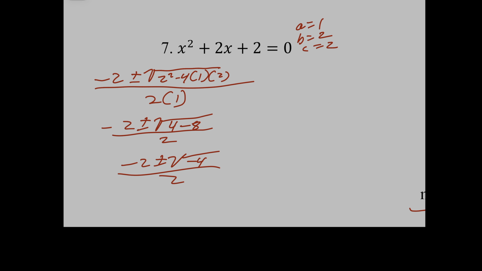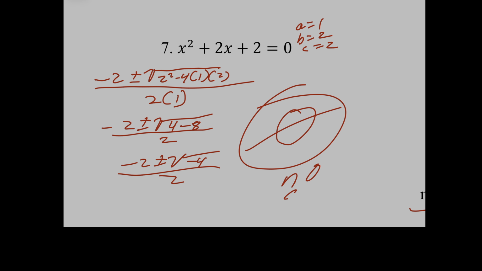My friends, what is the square root of negative 4? The answer is you can't do it. You cannot take a square root of a negative number. Once you see a negative number inside a square root, your answer is this big fat 0 with a line through it, or no solution. Okay? That's all you do.